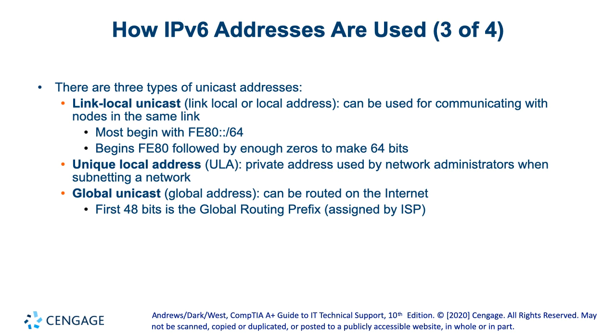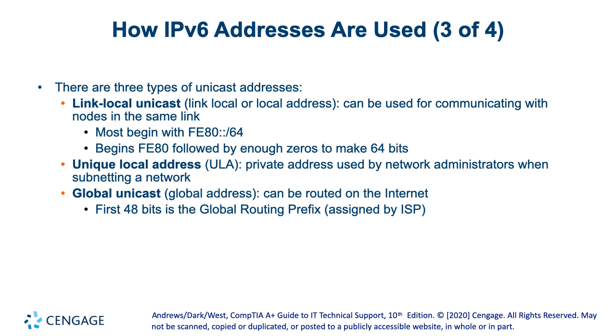The link local unicast, which is used to communicate with nodes within the same link or local network. Link local addresses begin with FE80 and are followed by 64 bits of zeros. The second type of unicast address is a unique local address, which is a private address used when subnetting a private network. These addresses cannot be routed on the internet. These are very similar to the IPv4 private IP addresses, and these addresses start with FD, right?